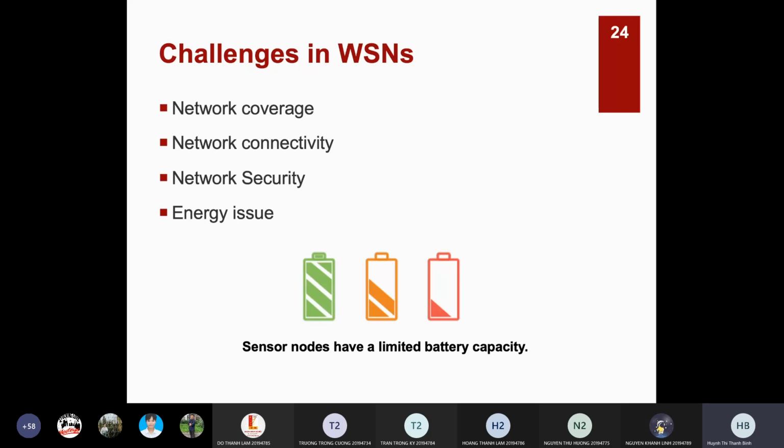the energy issue. And in this problem, we are interested in the energy issue because a sensor node has a limited battery capacity. If it runs out of battery, the sensor node will die, so the wireless sensor network will be disconnected. So how to maximize the lifetime of the battery is one of the issues in wireless sensor networks.